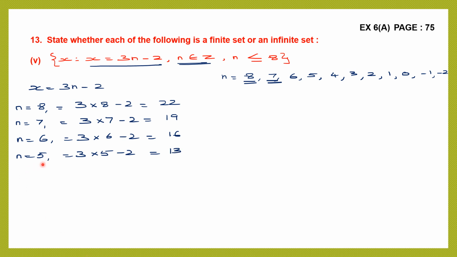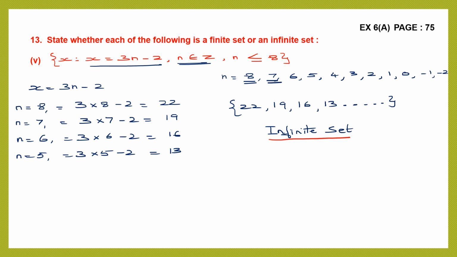Now this will continue. This n will continue because here it says 5, 4, 3, 2, 1, 0, minus 1, minus 2. It will keep on going. That means these also will continue to go. So the elements here you can start with 22, 19, 16, 13. But this n is going to continue, it will keep going on and on. So this is an infinite set because it is indefinite. The number of elements are not finite, it's not limited. So this is an infinite set.